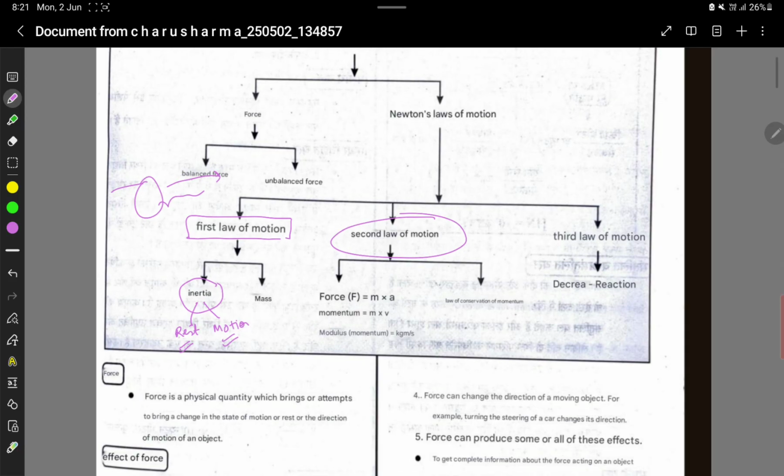The second law of motion is about momentum. So what is momentum? Momentum is mass times velocity. And what is force? Force is mass times acceleration. Acceleration is change in velocity. So what does the second law of motion say? It says that whenever there is a rate of change in momentum, it is always directly proportional to the force. And we have also seen the derivation of it.